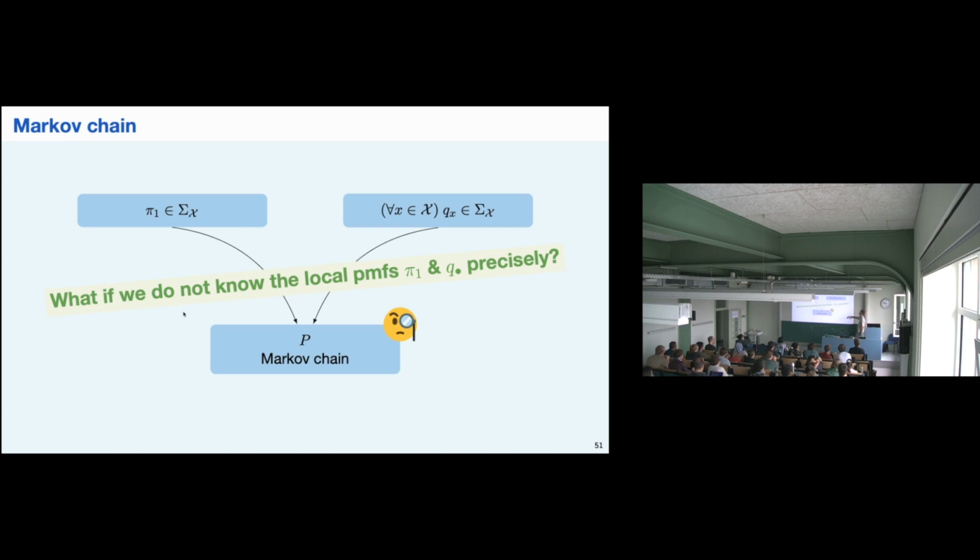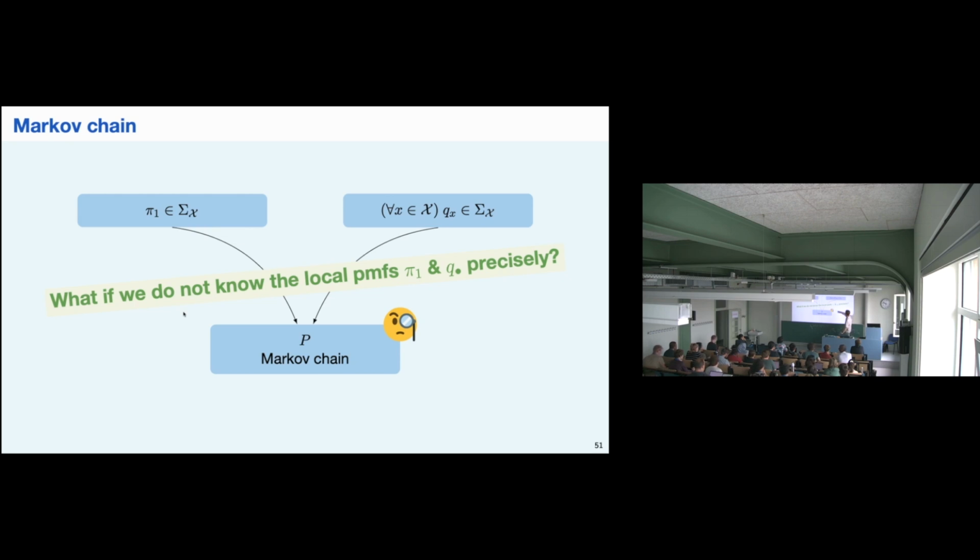But I'm going to assume that instead of knowing these probability mass functions exactly, I just know that they should belong to some set. I'm willing to say that I have some set of initial probability mass functions, and for every state, some set of transition probability mass functions, be it because someone specified bounds, or because I've learned these, and I have some kind of, it's not a confidence interval, but some kind of range of possible values.